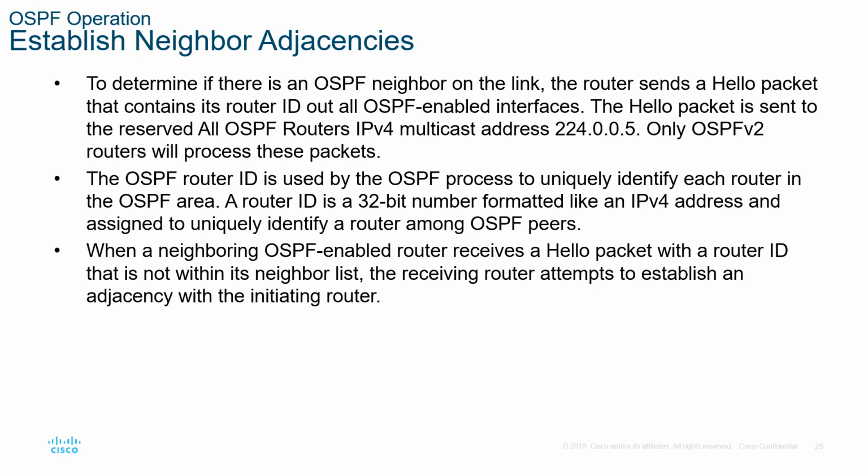When a neighboring OSPF-enabled router receives a hello packet, it will look at the router ID, and if it's not within the neighborhood list, the receiving router will attempt to establish a new adjacency. The routers have to have adjacencies formed to be able to share information.